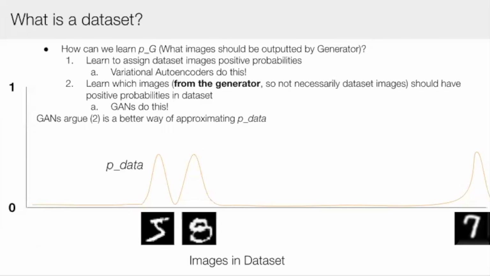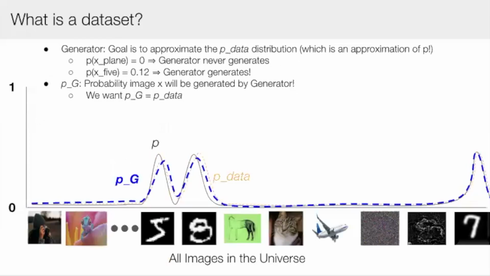What GANs do is a very different approach. Instead, we learn which images should have positive probabilities. The generator in a GAN never sees the images in the data set. It just keeps outputting images from anywhere along the image domain, and the discriminator says, okay, this should have a positive probability, or this should have a probability of 0.